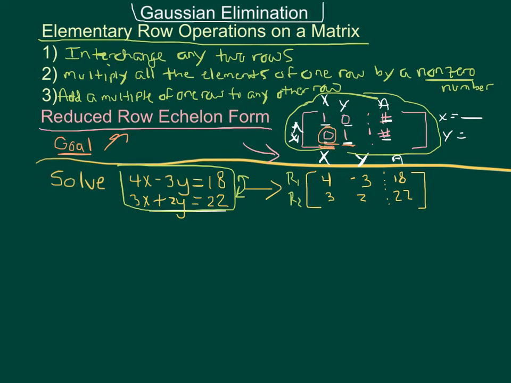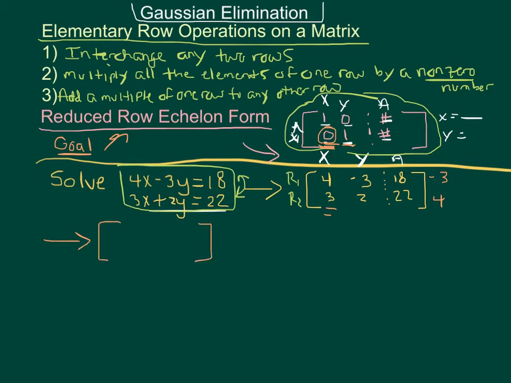So to do that, I need opposites in column 1, right? So how do I get opposites? Well, looks like I have a 4 and a 3. Let's multiply the top equation by maybe a -3 and the bottom by a 4. And then we rewrite our new matrix. I like to draw arrows to kind of show how the matrix changes.